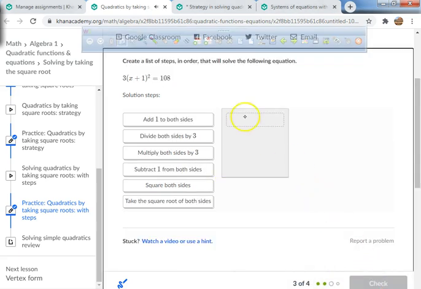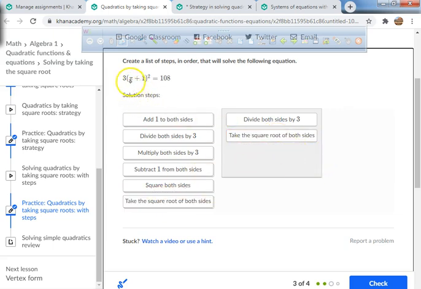All right. So on this one, there's less steps. What would you guys think the very first step would be? Yeah, divide both sides by 3, right? Divide by 3. Now, after I divide by 3, you're left with this square, this x plus 1 squared. So what do we got to do to both sides? Take the square root. Good.